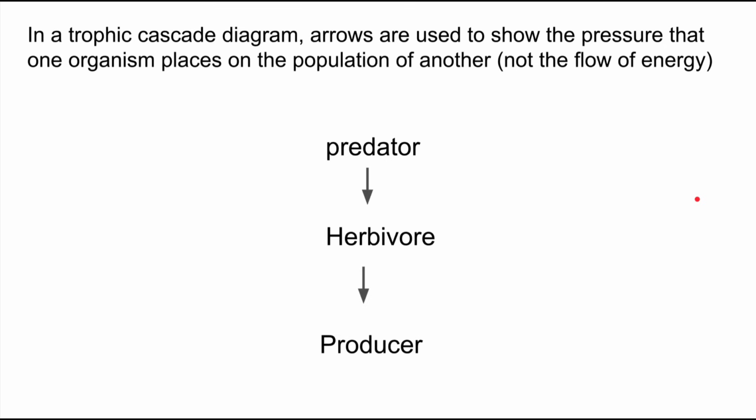Now, a trophic cascade is something we're going to try to model using arrows. So the idea in a trophic cascade diagram is this. Unlike a food chain or food web where the arrows point in the direction that energy is moving, these point in the direction of interaction. So basically, this predator interacts with the herbivore, and the herbivore interacts with a producer. So it's basically showing which way a benefit or harm is being delivered, in a sense.